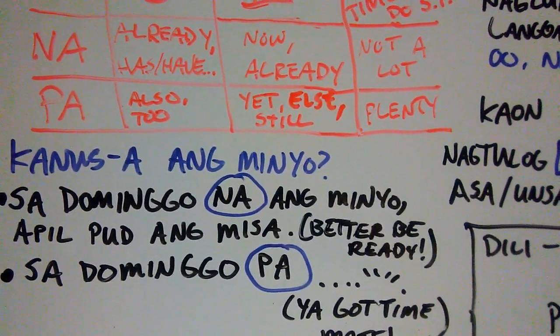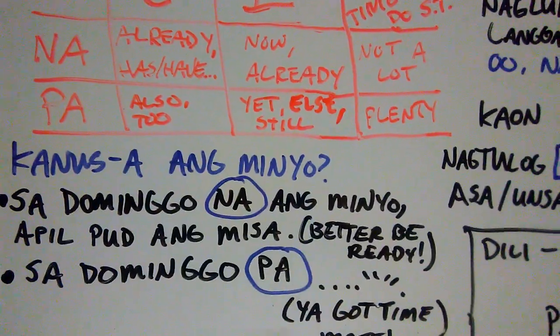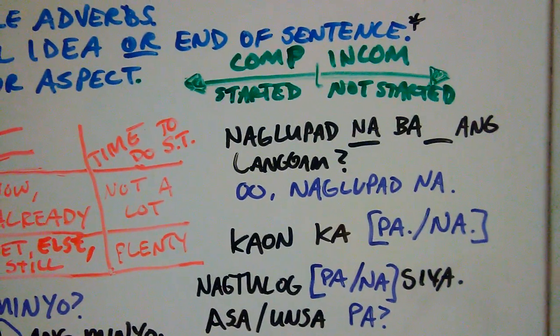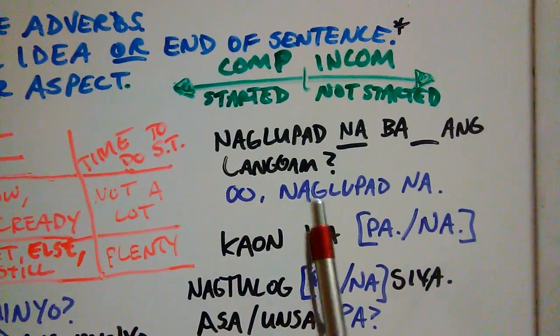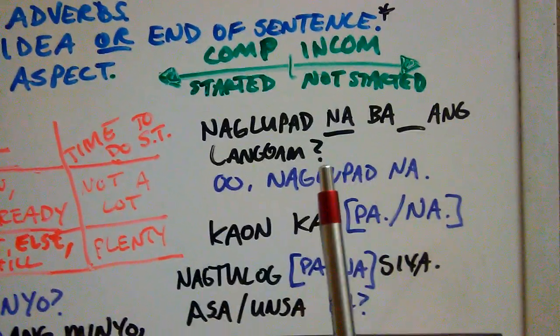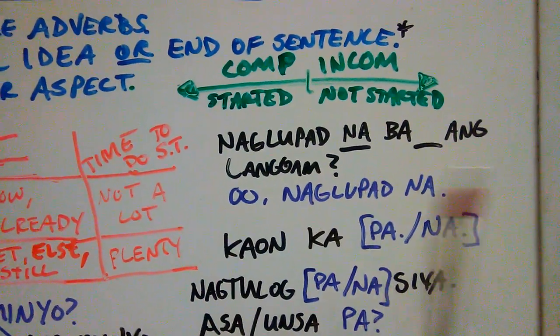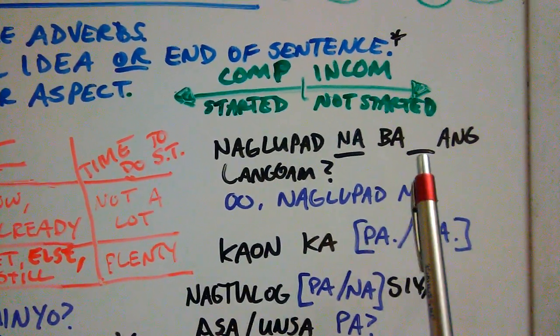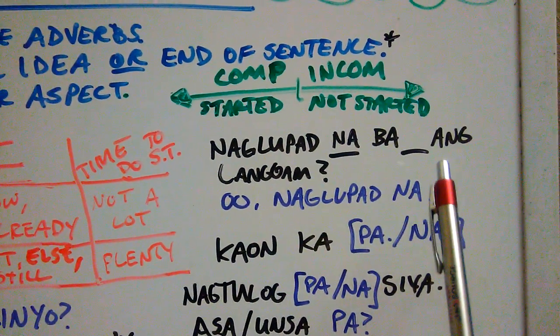Oh, okay, so I have time to buy my dresses, my barong, whatever I want, right? And here are the last few examples of the usage of na and pa. So first is a question. Naglupad na ba ang langgam? So naglupad na ba ang langgam? Now I put a blank here because you can also put na there.